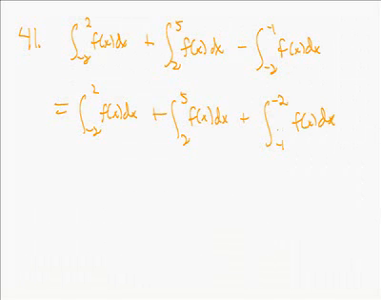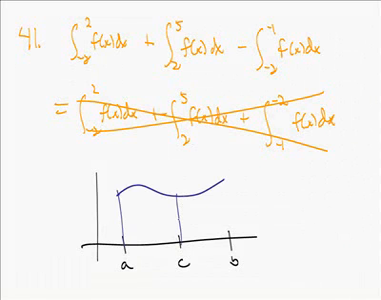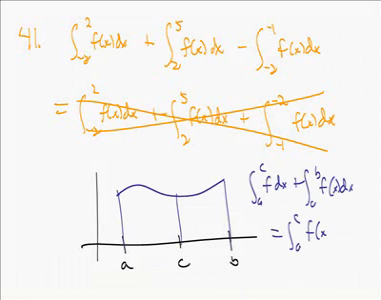Now, I point that out just to say that we can switch the order of integration by changing the sign of the integral. I don't want to do that in this case. What I want to do is use the property that says, if we have a, b, and c here, and some function f of x, well, if we take the integral from a to c plus the integral from c to b, that's equal to the total integral from a to b. So the integral from a to c of f dx plus the integral c to b of f of x dx is equal to the total integral from a to b of f of x dx.